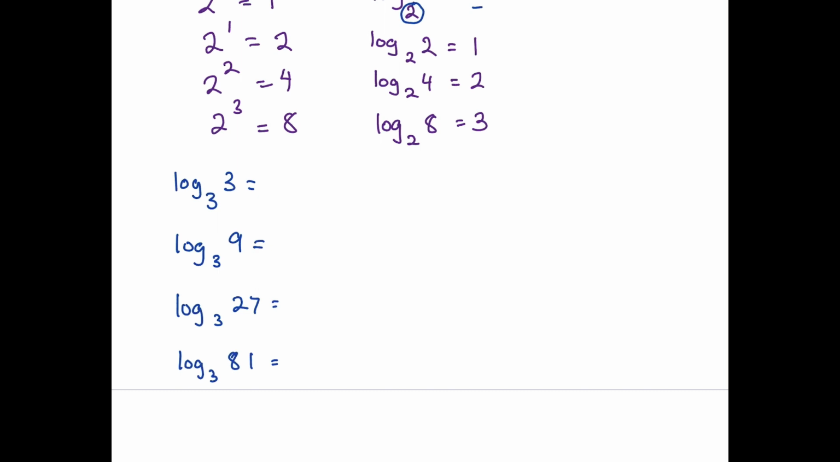Okay, so hopefully you've had a go. So let's start off with the first example, log base 3 of 3. So how do we solve this? Okay, well let's start off by writing 3 to the power of something equals 3. Well, we know that this something is going to equal 1.